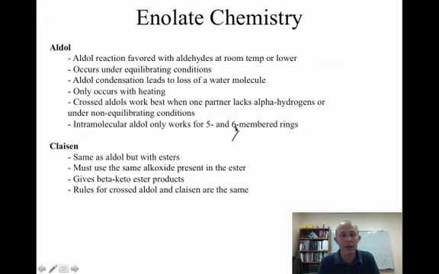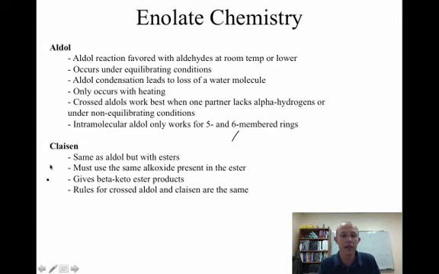So to summarize, we just learned 2 really important reactions. The aldol reaction is favored with aldehydes at room temperature or lower. It's an equilibrium which favors the products. The condensation reaction gives us an even more stable product, and it leads to loss of a water molecule, and that only occurs if you heat the reaction. You can do crossed aldol reactions, but you need either one partner that lacks alpha hydrogens or non-equilibrating conditions, and we can do intramolecular aldol reactions, but only if we're forming 5 or 6 membered rings.